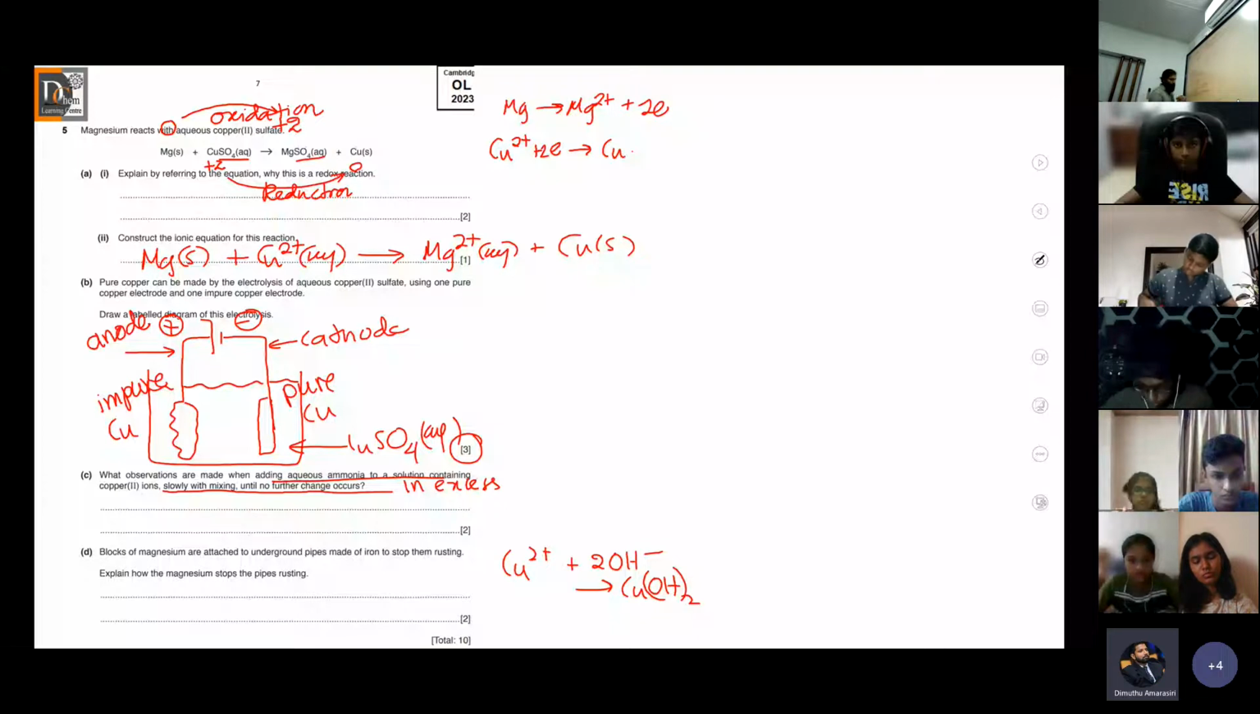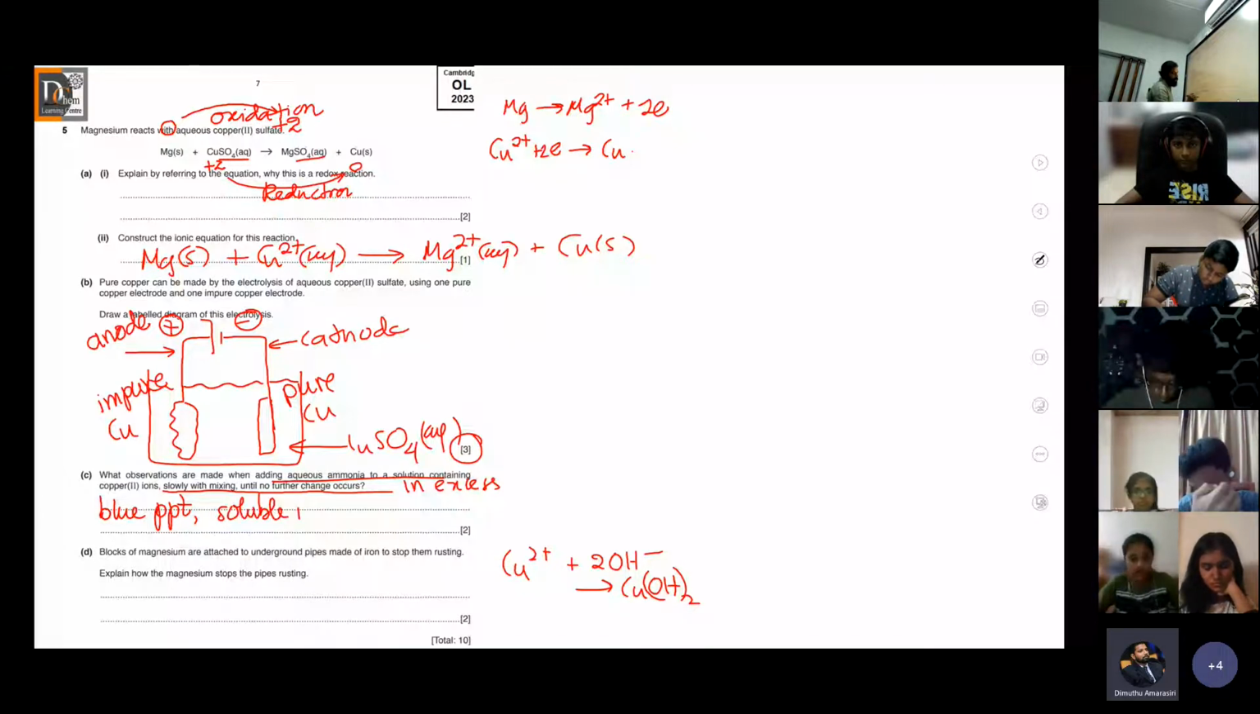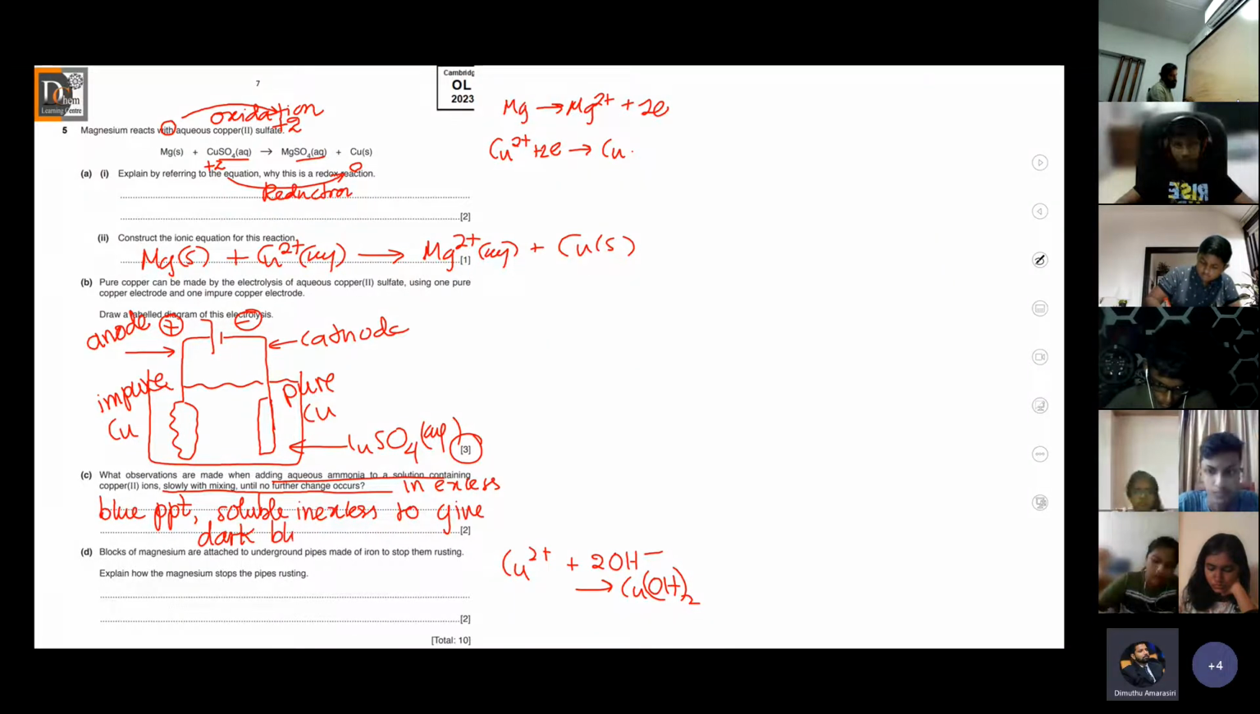Okay. So then you write blue precipitate, soluble in excess, to give dark blue solution.